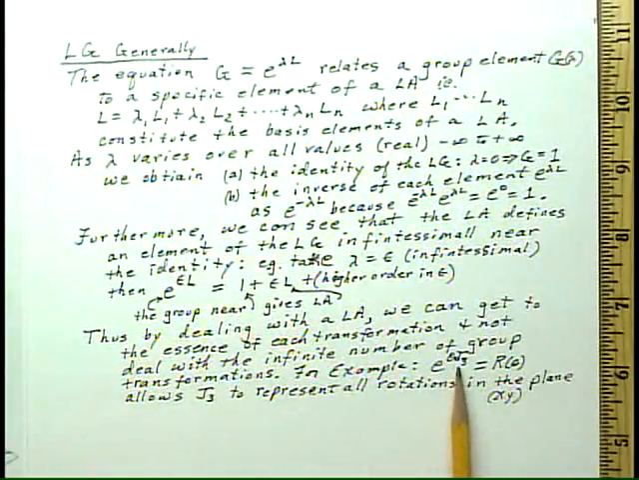For example, e to the theta J3 gives us a rotation by the amount of the angle theta. It allows us to study J3 to represent all the rotations in the plane and not have to study this infinite number of different transformations as represented by the group.